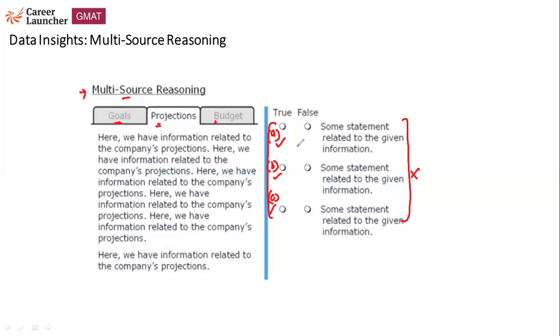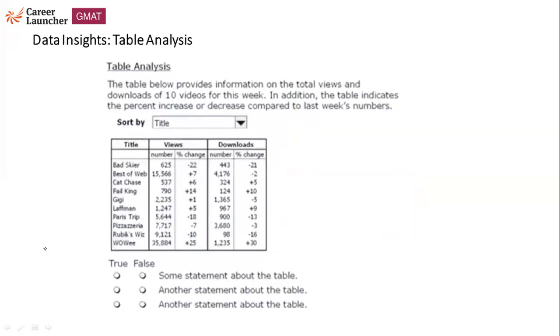Be very clear which question set gives you the correct answer for all the subparts. And this is not true only for multi-source, it is completely true for all the types of questions which are there in the Data Insights section. Now let's understand the second type, which is table analysis.